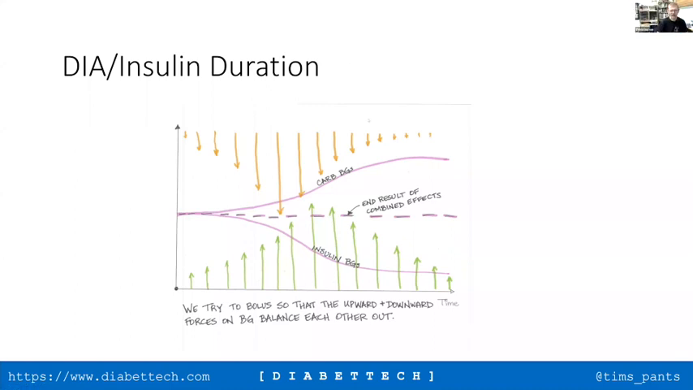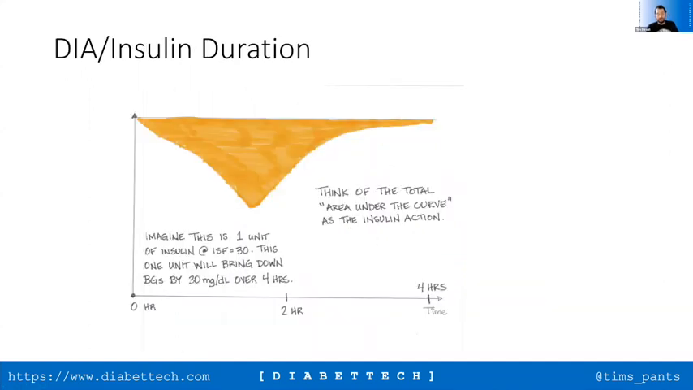Only when the wind is right. When we're feeling very lucky. So, having said all that, what is insulin duration and why does it matter?